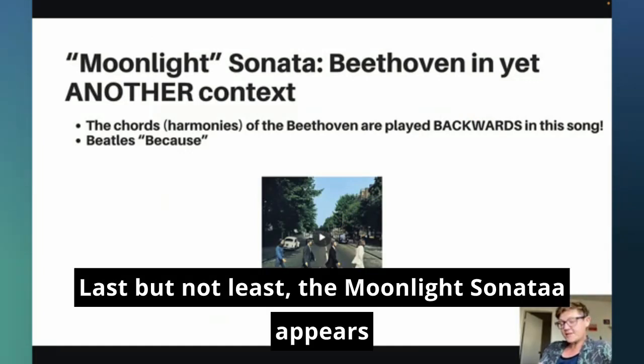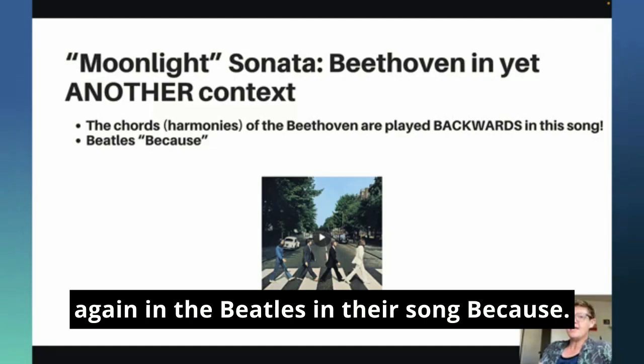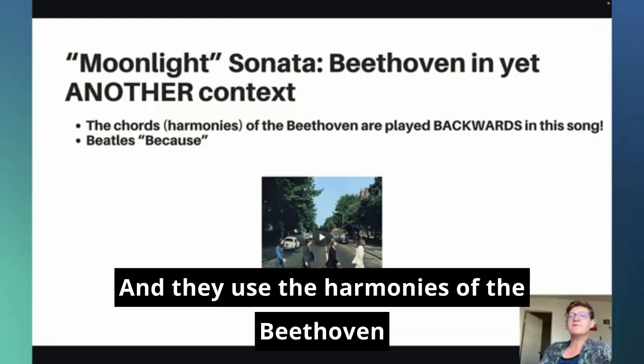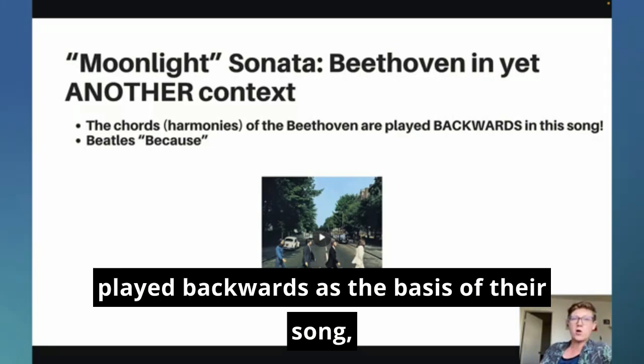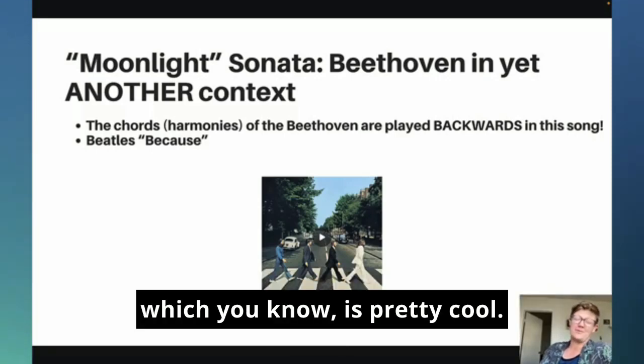Last but not least, the Moonlight Sonata appears again in the Beatles in their song Because, and they use the harmonies of the Beethoven played backwards as the basis of their song, which is pretty cool.